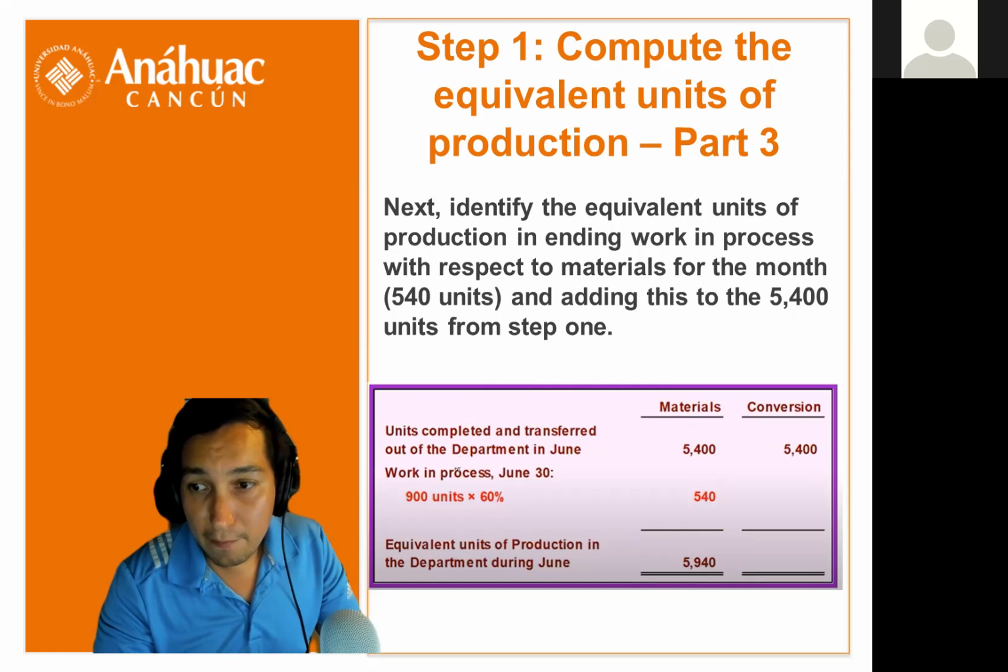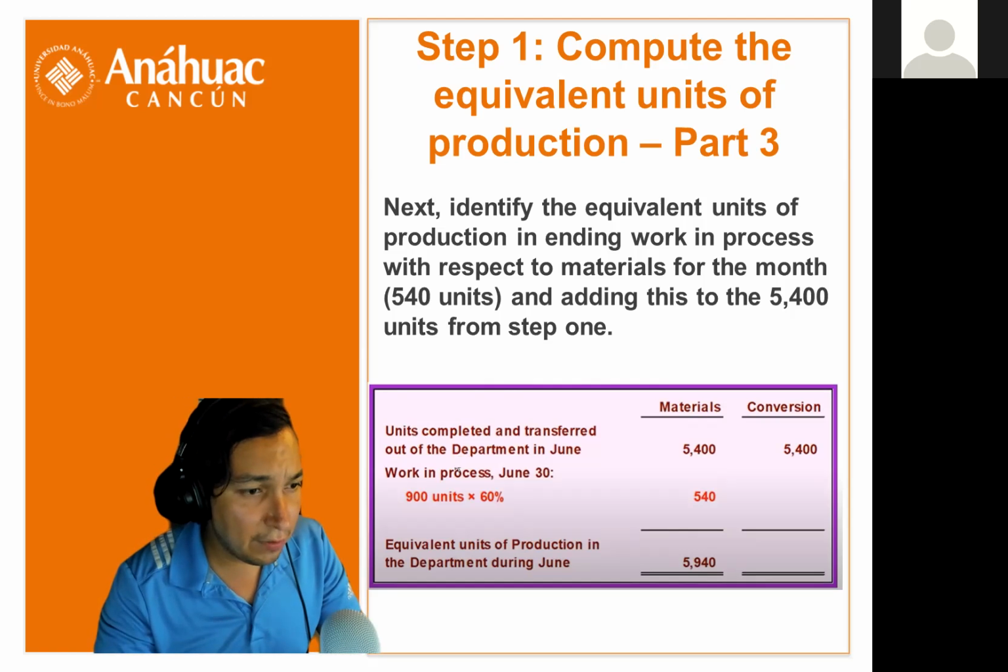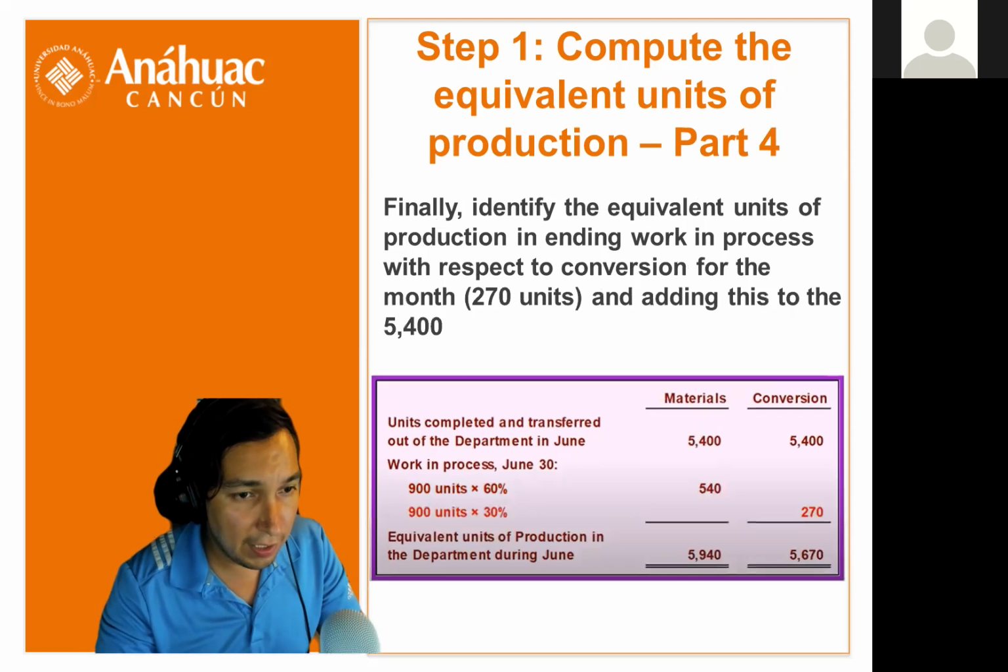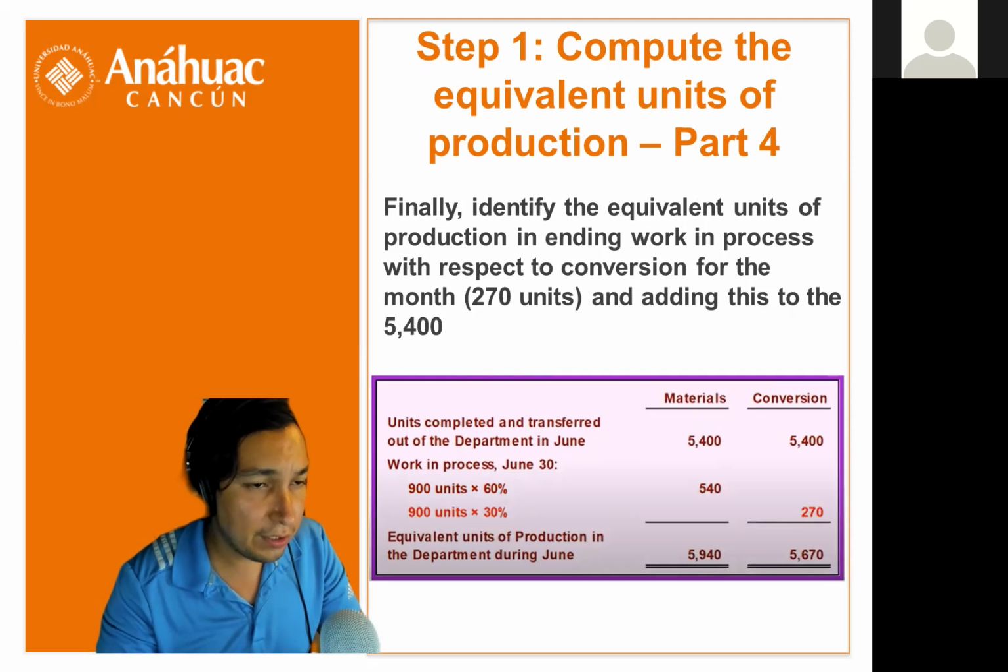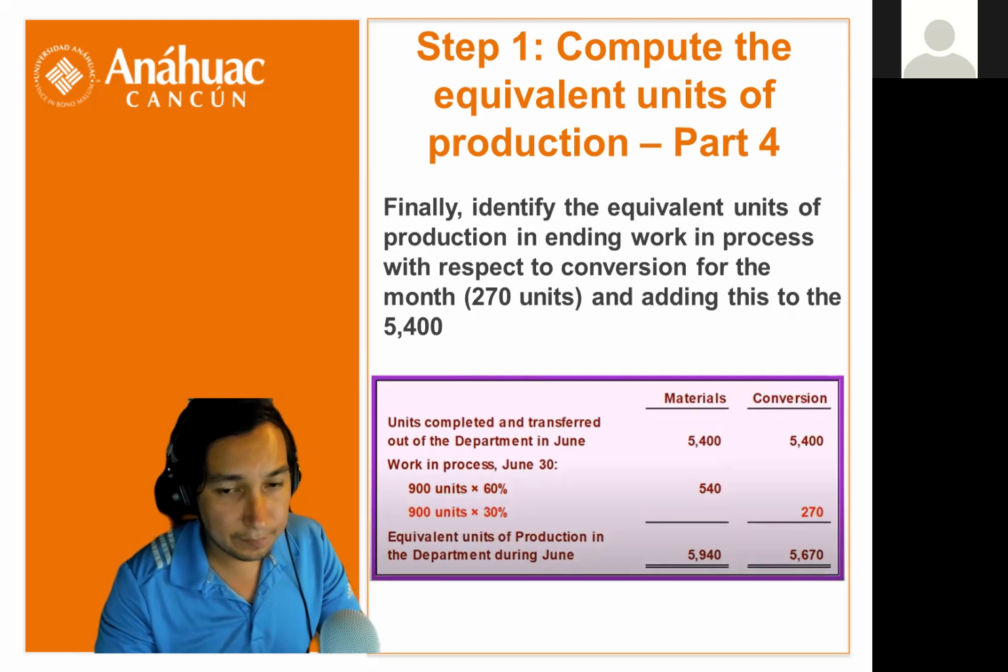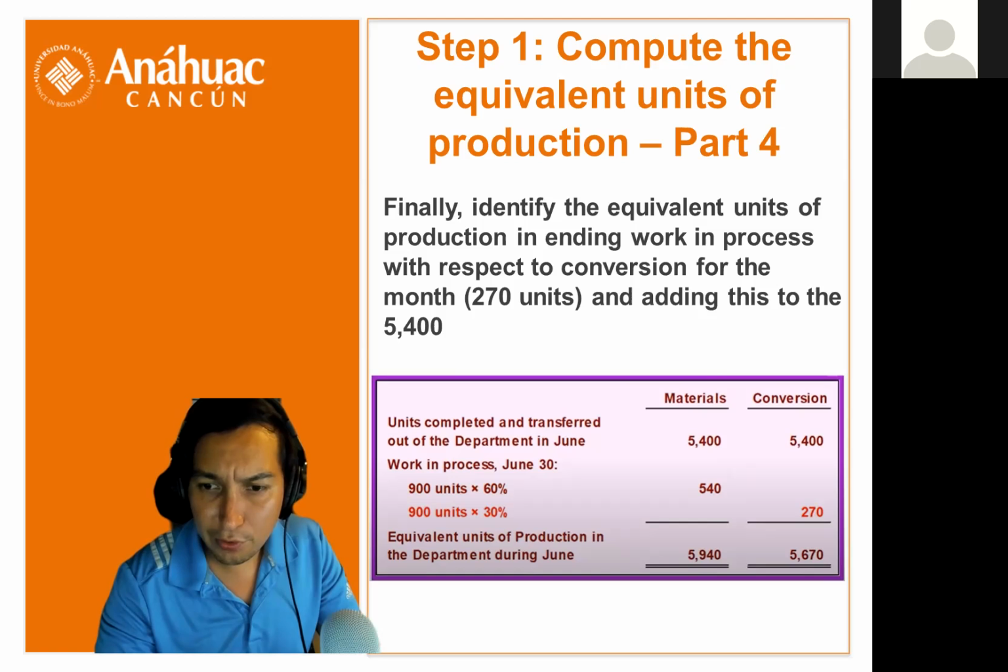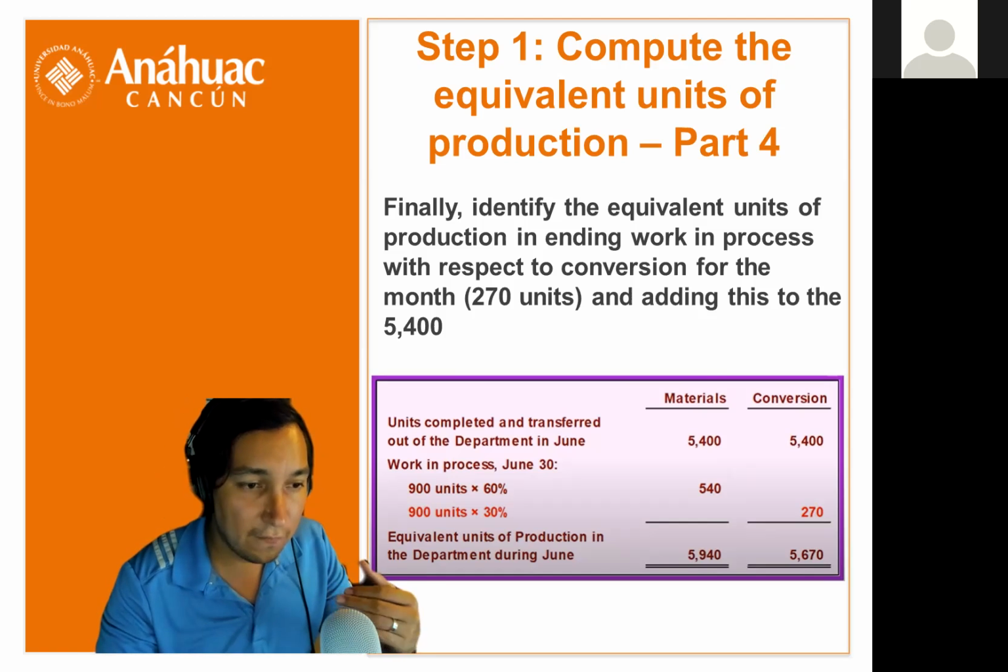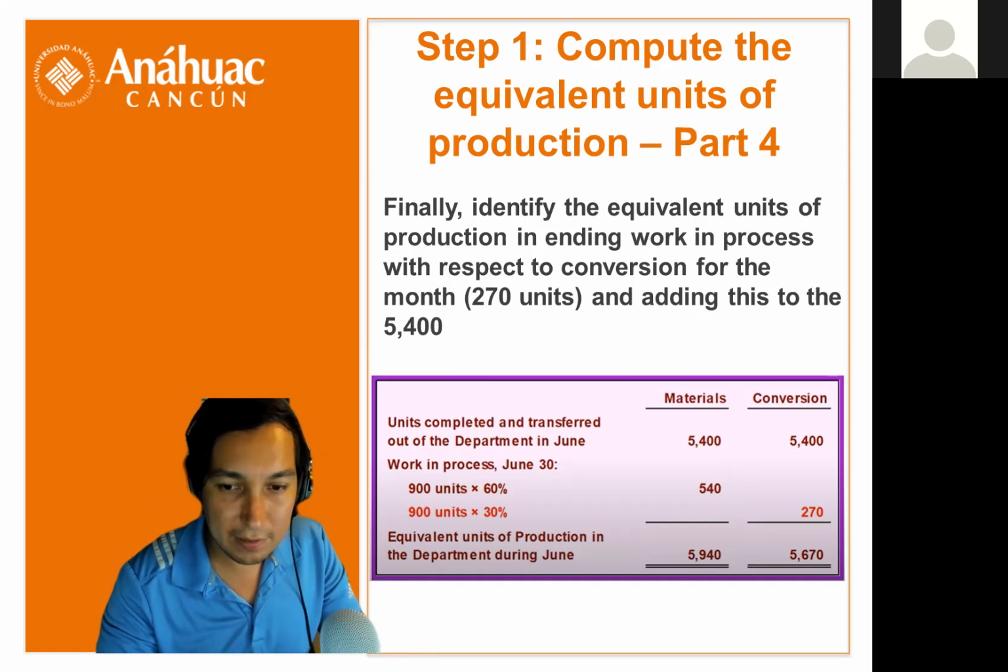We do the same for the conversion cost, and we get 270 units. So finally, identify the equivalent units of production in ending WIP with respect to the conversion for the month. We keep them separate for materials and conversion cost. So our equivalent units of production with respect to materials is 5,940 and 5,670 for the conversion.